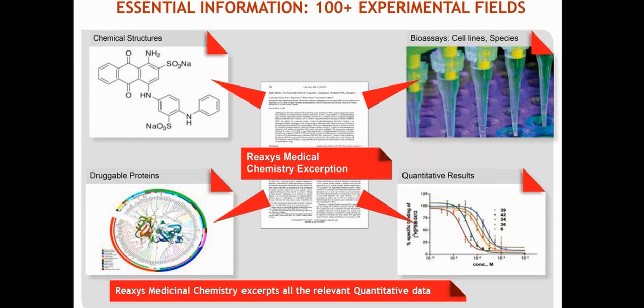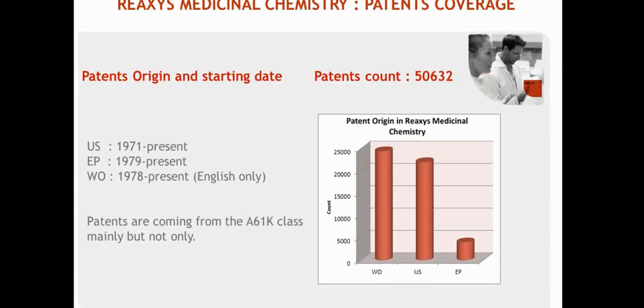So if we just look at the coverage, there's about 25,000 world patents that are covered from 1978 to present, and another 22,000 U.S. patents that are covered from 1971 to present, and about 5,000 European patents covered from 1979 to present. And this isn't a lack of European patents. This just means that there weren't as many European patents as there were world and U.S. patents. So 50,000 total patents that are covered.